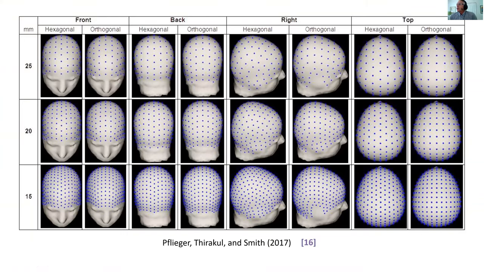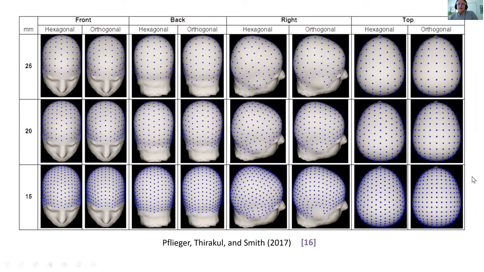This shows the results of an approach for generating nearly equidistant spacing of electrodes on a given scalp surface. So the top row has 25 millimeter spacing, 20 millimeter spacing here, 15 millimeter spacing. So this has actually been used to make physical electrode layouts, but I also suggest that it would be useful for making computational simulations, that is to say, of electrode density and coverage.